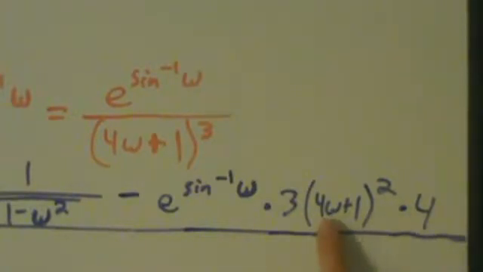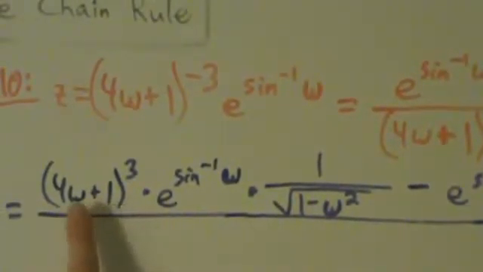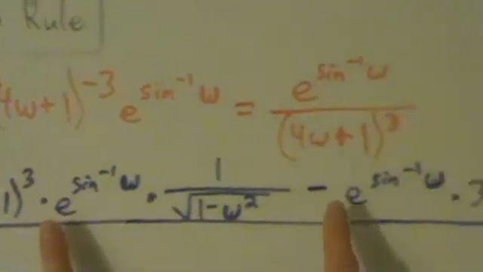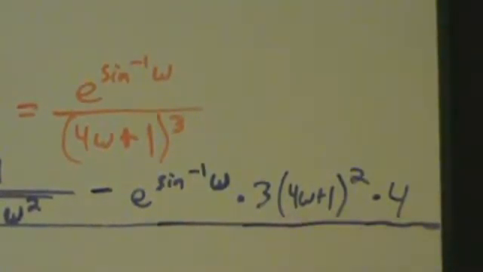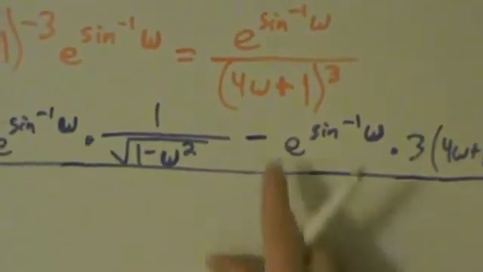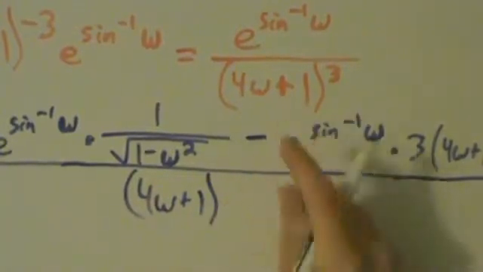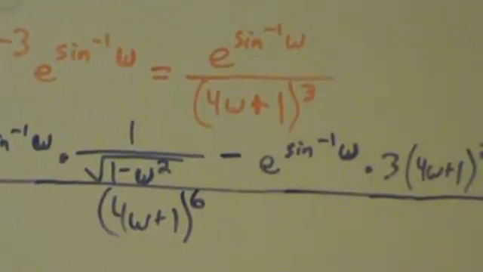And the little guy is 4w plus 1, so the derivative of that is just 4. Alright, so just to recap real quick: bottom times the derivative of the top, minus the top times the derivative of the bottom, all divided by the bottom squared. So the bottom is 4w plus 1 cubed, and if you take something cubed and square it, then your power becomes 6. So the bottom is 4w plus 1 cubed times 4w plus 1 cubed, so that's going to be 4w plus 1 to the 6th.